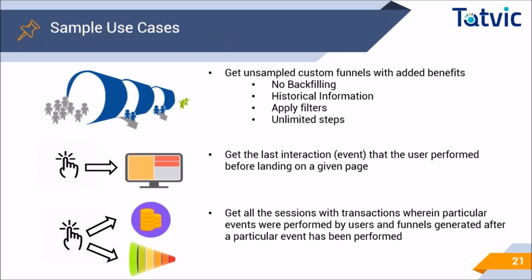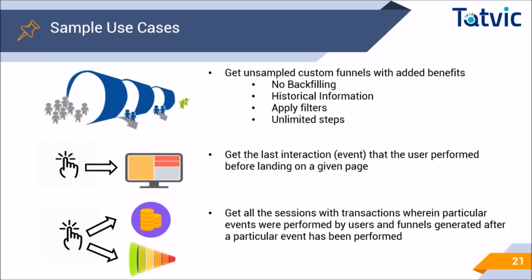These are just a very few of the multiple use cases that we have been working on for many of our clients. The first and foremost thing that we find very interesting is that you can get unsampled custom funnels. All those 360 users out there might be aware of what custom funnels are. So you can get unsampled custom funnels with a lot of added benefits. There is no backfilling when you are creating a funnel using BigQuery. Then you can have historical information. Let's say you're creating a funnel using your Google Analytics account, the data starts to flow only after that particular funnel has been created. But when you're accessing your funnel using BigQuery, you have the historical data as well, as long as you have it in your BigQuery database.